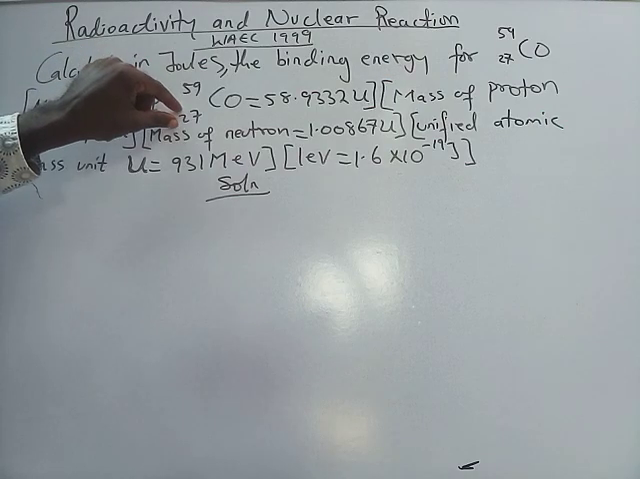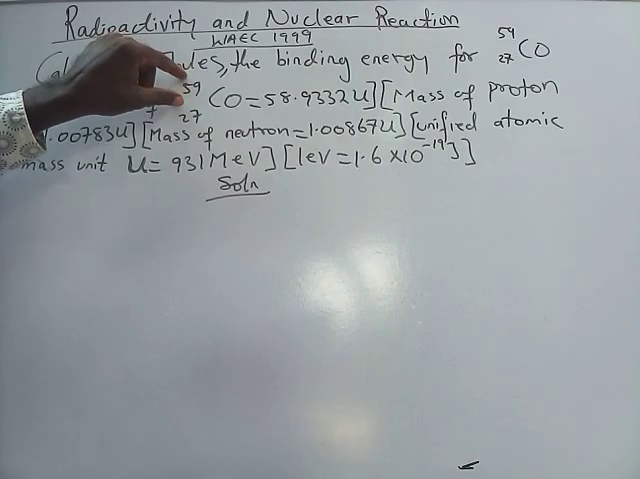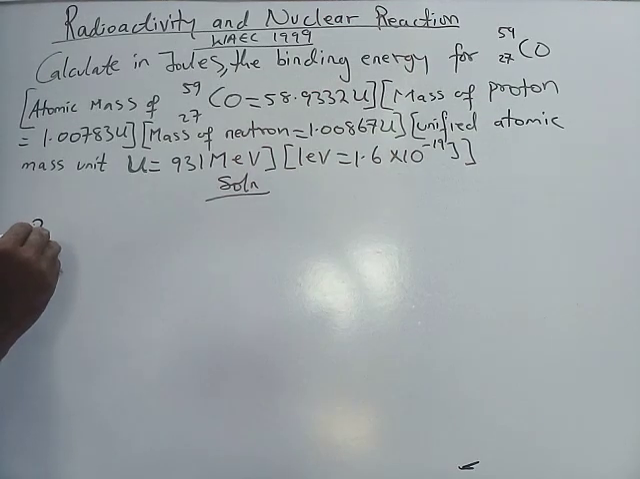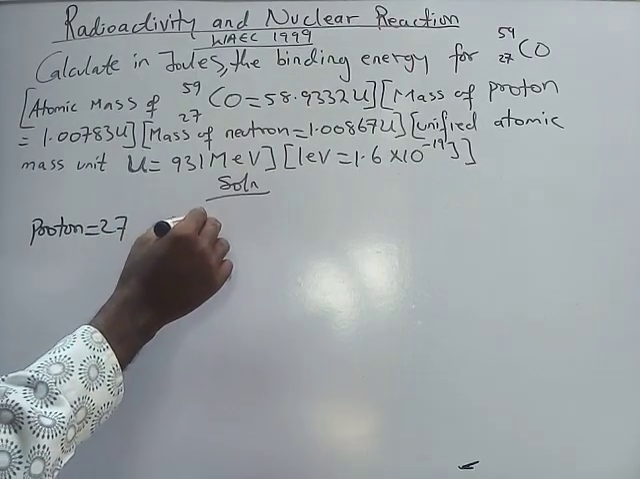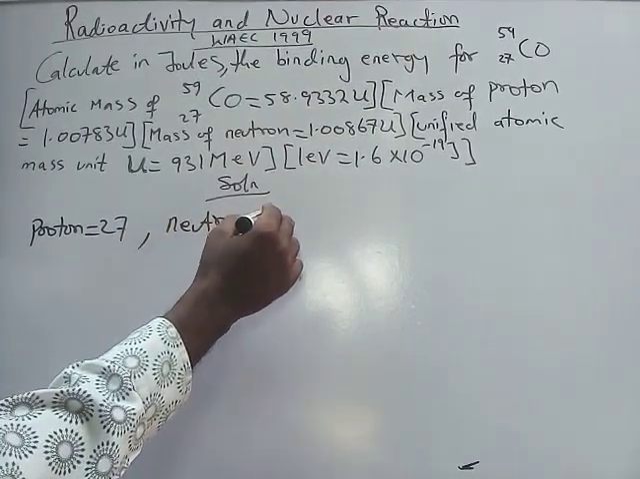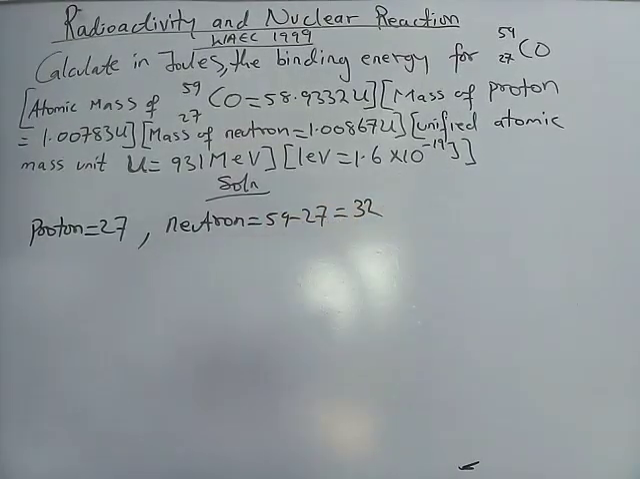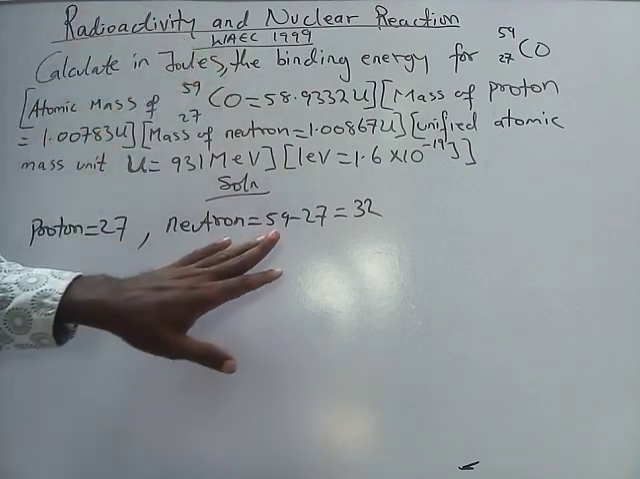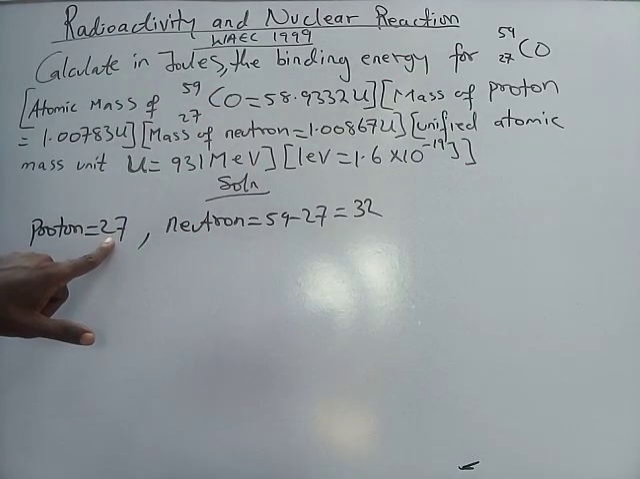So what does it mean? Protons are 27, and here we have protons and neutrons. To know the number of neutrons, we do 59 minus 27, which gives us 32. So we have 27 protons inside cobalt and 32 neutrons inside cobalt.